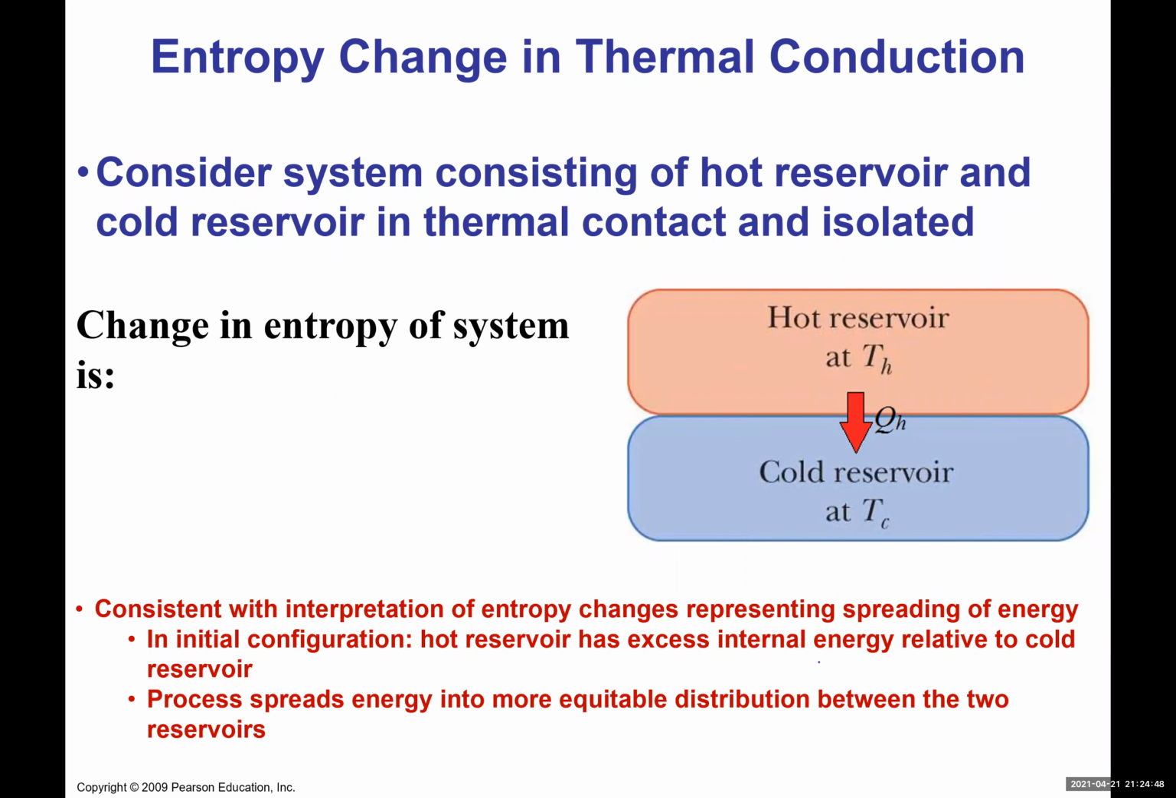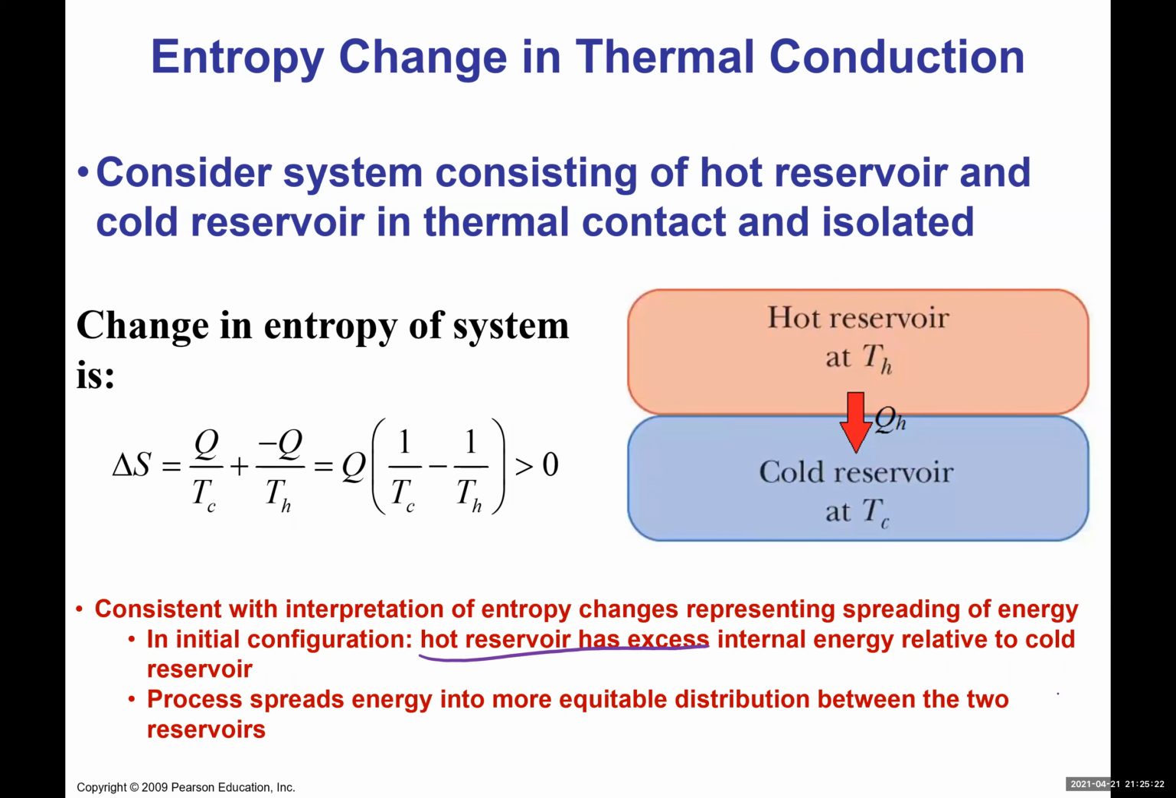Now we can look at entropy change in thermal conduction. We consider a system consisting of a hot reservoir and a cold reservoir in thermal contact and isolated. Then the change in entropy of the system is delta S equals Q over Tc plus negative Q over Th, which equals Q times (1 over Tc minus 1 over Th). And it's going to be greater than 0, which is consistent with the interpretation of entropy changes representing the spreading of energy. In the initial configuration, the hot reservoir has excess internal energy relative to the cold reservoir. The process spreads energy into a more equitable distribution between the two reservoirs.